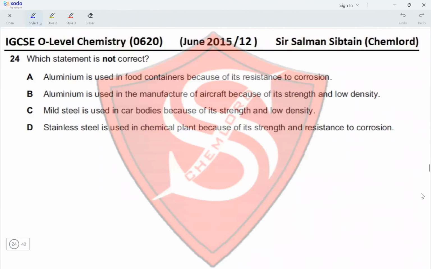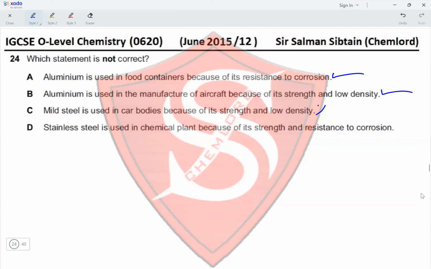Question 24. Which statement is not correct? Aluminum is used in food containers because of its resistance to corrosion. Yes, that is correct. Aluminum is used in the manufacture of aircraft because of its strength and low density. This is correct as well. Mild steel is used in car bodies because of its strength and low density. No, for its ability to resist corrosion. No, not even for its ability to resist corrosion. Yes, for its ability to resist corrosion. But mild steel does not resist corrosion.